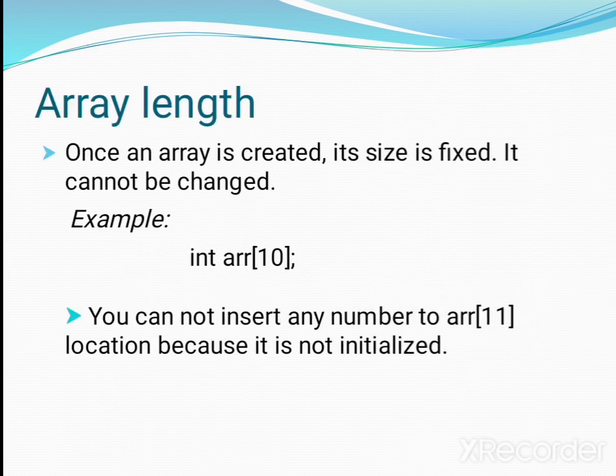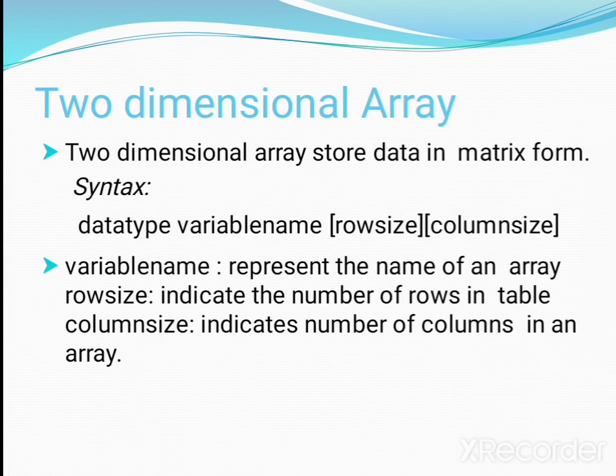Array length. Once an array is created, its size is fixed and it cannot be changed. Two-dimensional array. A two-dimensional array stores data in matrix form. We must follow the same steps as for a one-dimensional array. Syntax: data type, variable name, row size, column size. Variable name is the name of the variable. Row size indicates the number of rows. Column size indicates the number of columns.